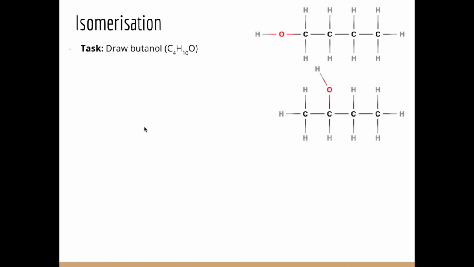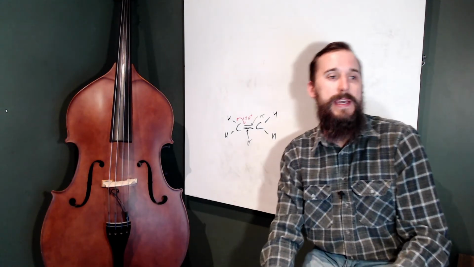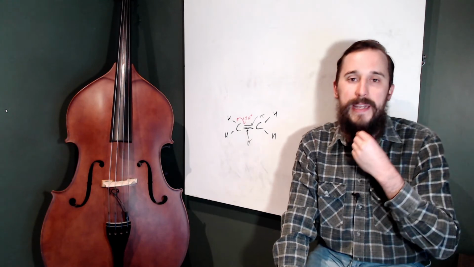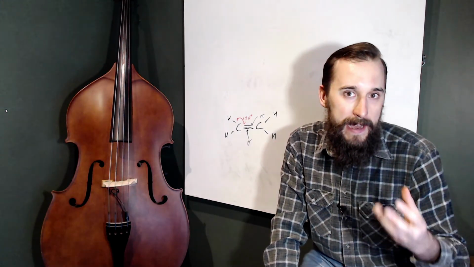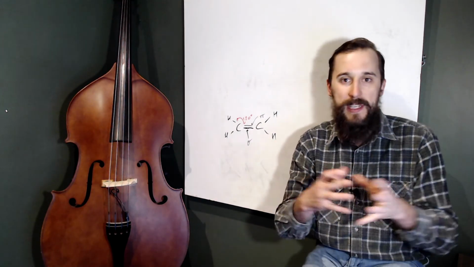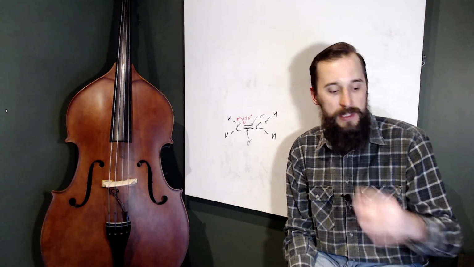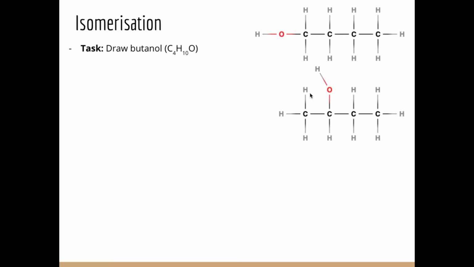What did you draw? You would have drawn either that or that. Which one is right? The correct answer is they're both right. They're both forms of butanol. What is limited here is that I haven't given enough information, because I haven't been specific enough, so there are two possible structures that you could draw. An alcohol with 4 carbons, you can draw like that or like that.